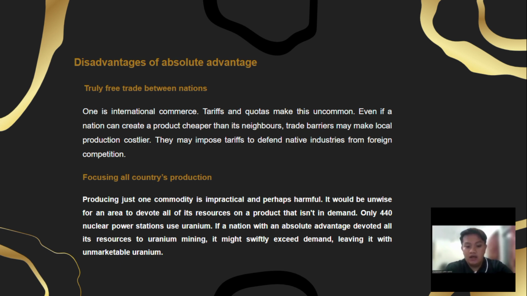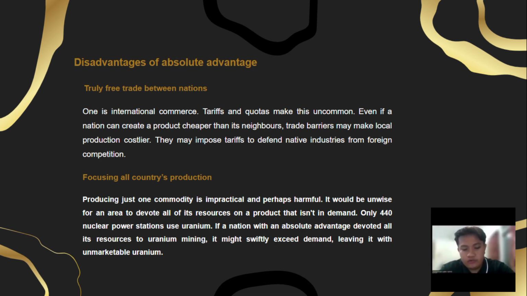And then the second one is focusing on all country production. Producing just one commodity is impractical and perhaps harmful. It would be unwise for an area to devote all of its resources to a product that isn't in demand.